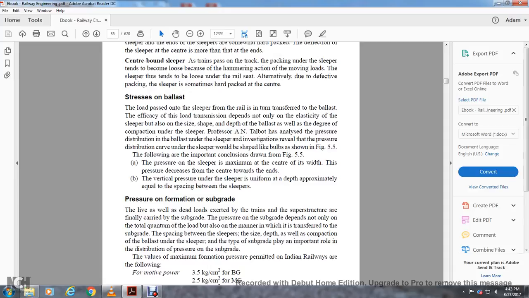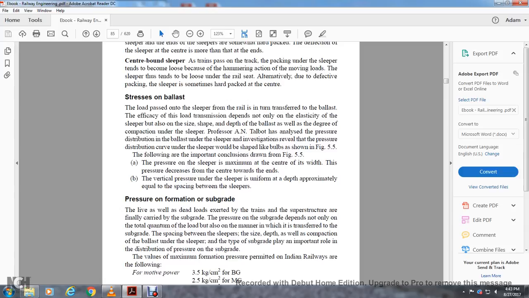Stress on ballast. Load is transferred to the ballast from the rail through the sleeper. Efficient load transmission depends not only on the elasticity of the sleeper, but also on the size, shape, and depth of the ballast, as well as the degree of compaction under the sleeper.